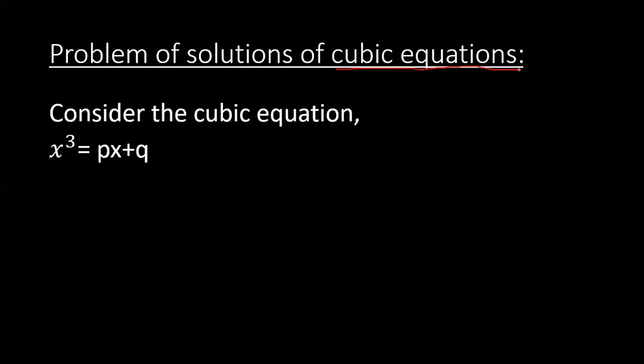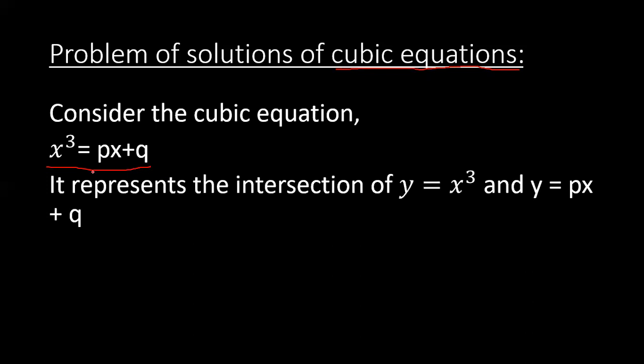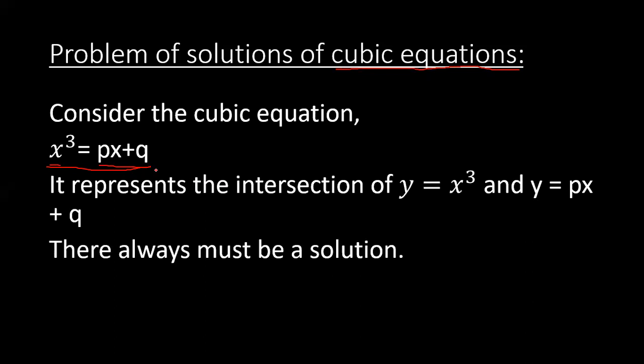The next problem was the solution of the cubic equation, and that was the problem that led towards the discovery of complex numbers. If we consider the cubic equation of this form, x cube equals px plus q, then it represents the intersection of x cube and px plus q, and if this represents the intersection of these two curves, then it must have a solution. But the problem was that at that time they didn't find the solution of the cubic equation.